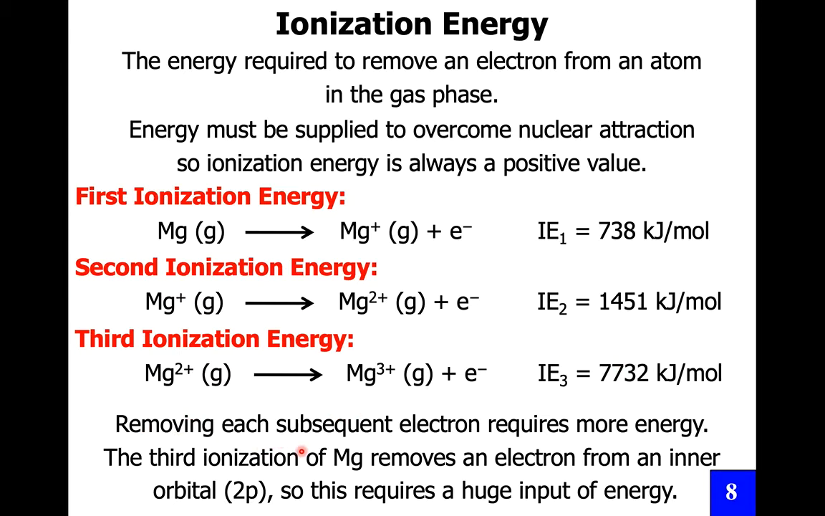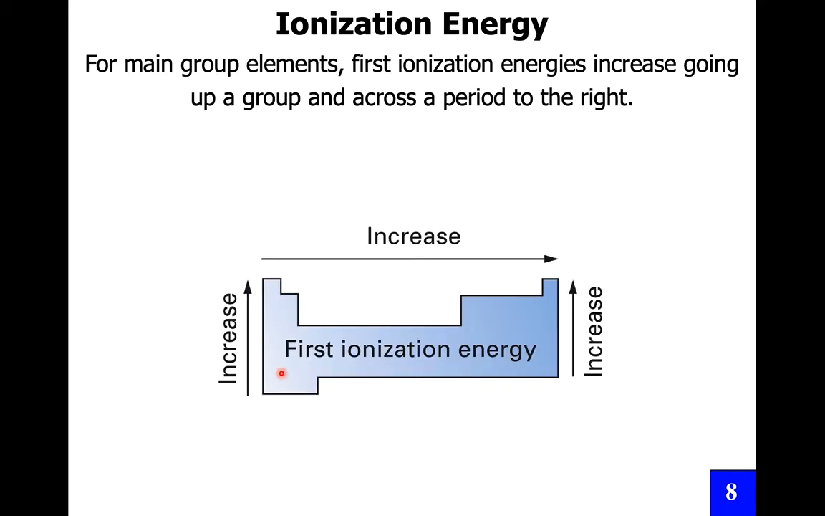Removing each subsequent electron requires more energy. The third ionization, this one down here, requires a lot more because now we're removing an inner 2p electron. Up here we were removing a 3s electron. This is also a 3s electron, but if we try to remove another, we're now removing a 2p electron, and that requires a lot more energy. That's a core electron.